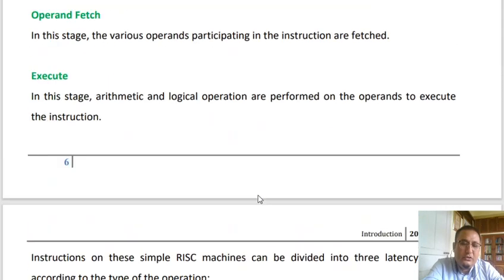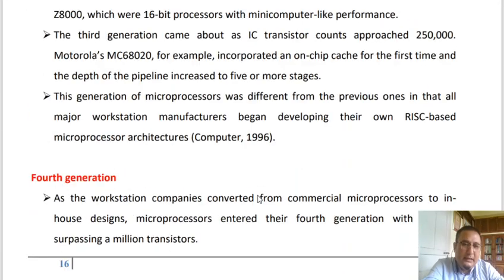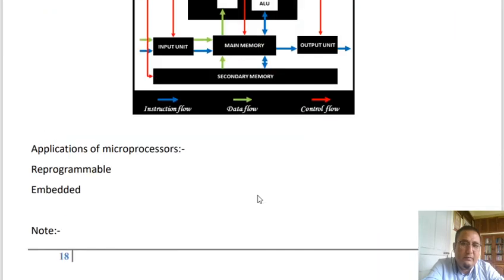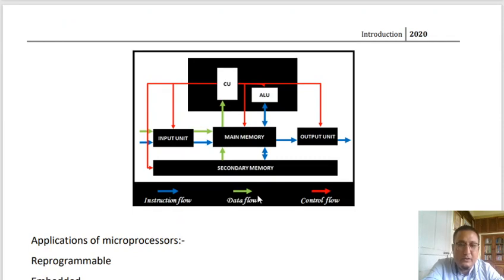Let us move on to the next important aspect that we have to discuss in microprocessor fundamentals, which is how the computational system is organized. A typical computer that has a microprocessor in it has a control unit, an arithmetic logical unit, an input unit, a memory unit, an output unit, and a secondary memory. This is a typical architecture of a computer system which has a microprocessor in it.